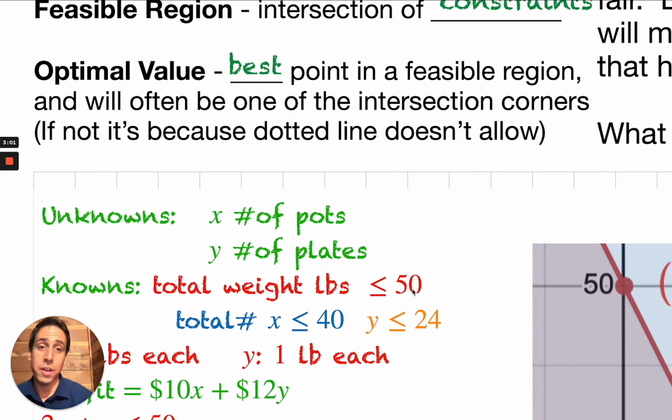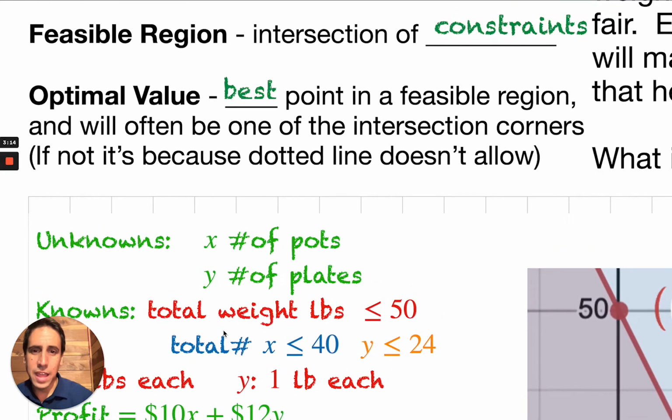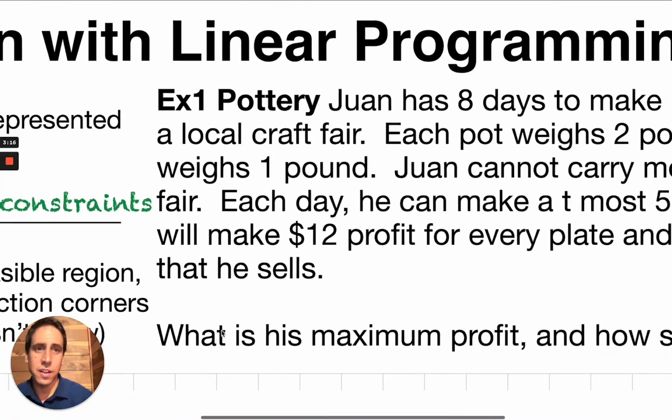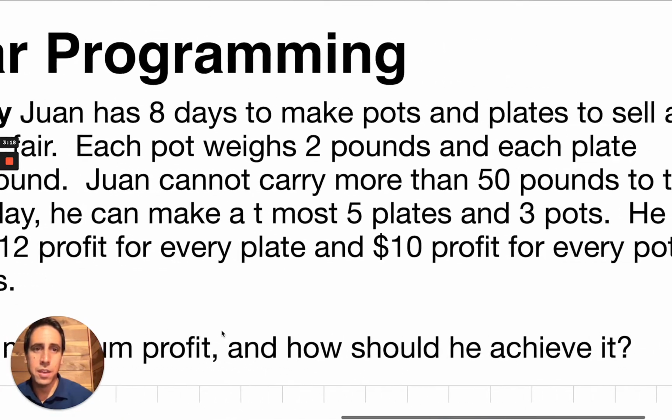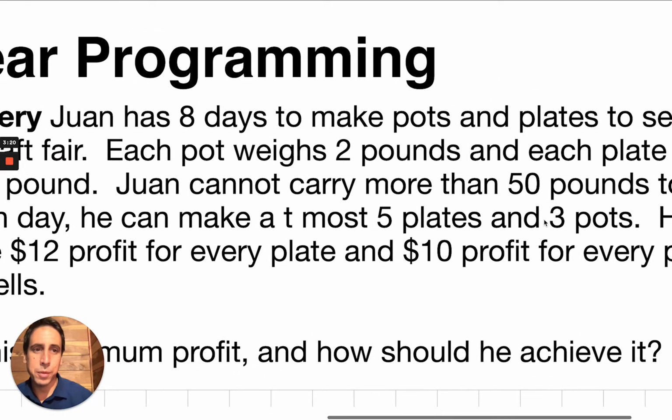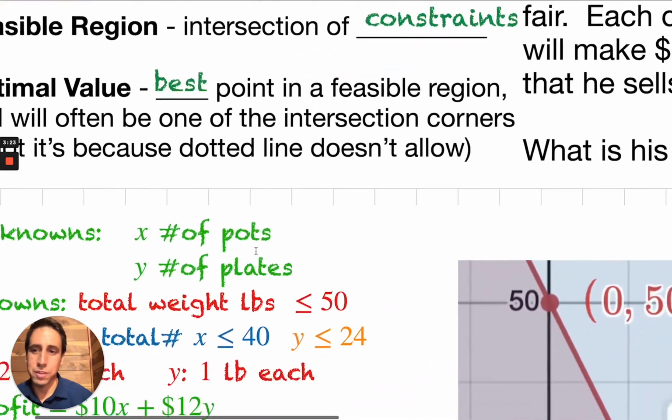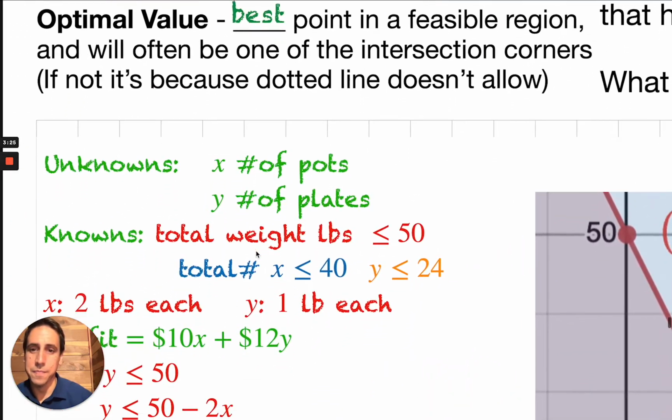Well, what do we do now? We've got a total of 50 pounds, and you can't go over that. Total weight is 50 pounds. So then things are going to add up, and they should be less than or equal to 50 because 50 is the max. Also, he's got 8 days, and he's got this kiln that he can make at most 5 plates and 3 pots every day. Like that's just what the kiln can handle when he fires it up. That's how much space he has.